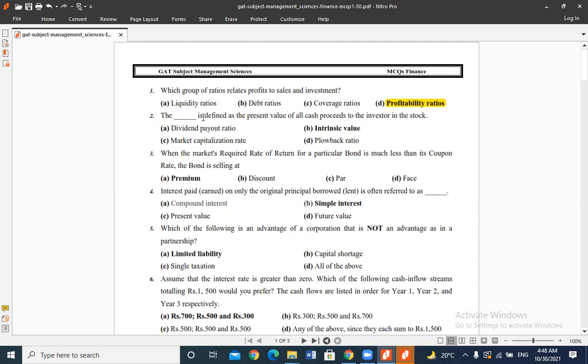The dash is defined as the present value of all cash proceeds to the investor. So the present value of all cash proceeds to the investor in a stock, the answer will be intrinsic value. When the market required rate of return of a particular bond is much less than its coupon rate, the bond is selling at, so what will be the answer?